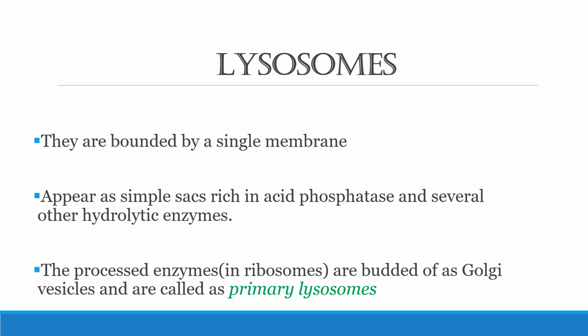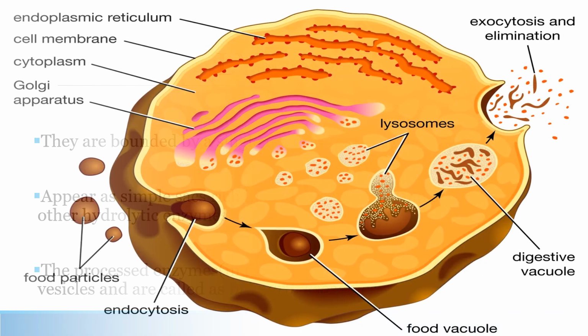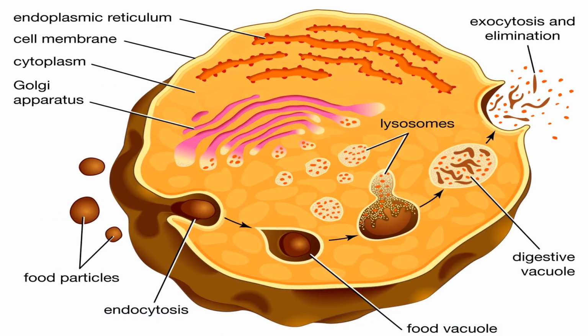The process of enzyme formation occurs within the ribosomes, and once these enzymes are formed, they are packed in Golgi vesicles, and this is how primary lysosomes come into existence within a cell. You can see over here in the diagram how a food particle is engulfed into the cell, and then you can see the budding of these lysosomes from the Golgi apparatus, and this is how a lysosome is formed.